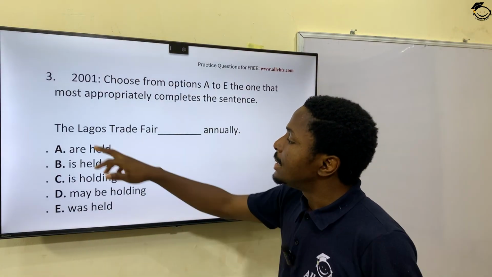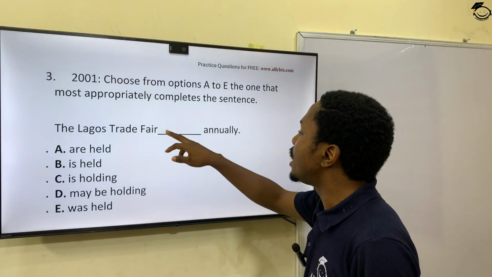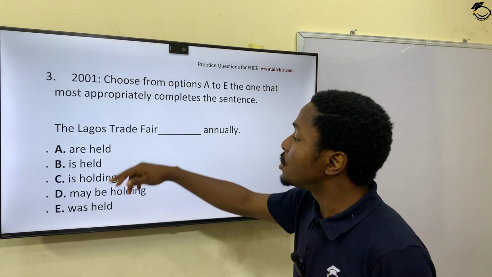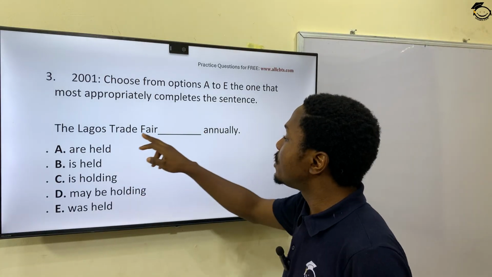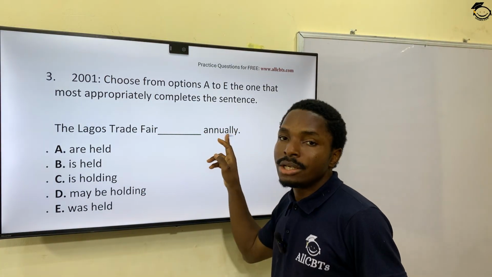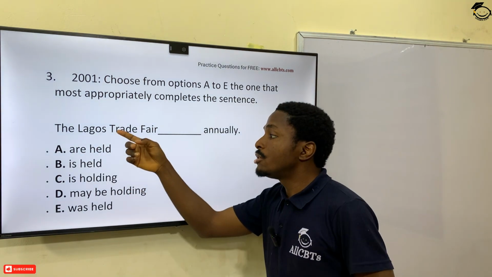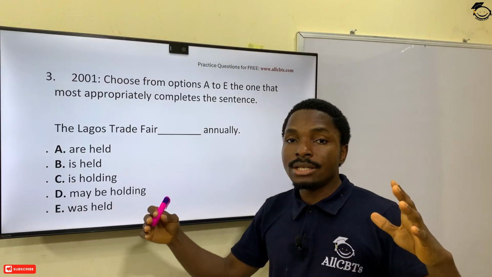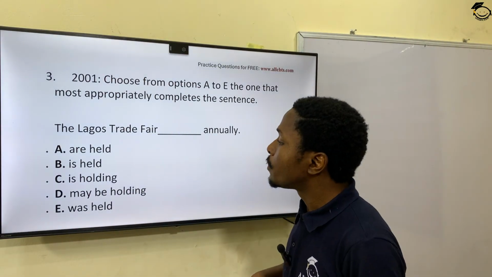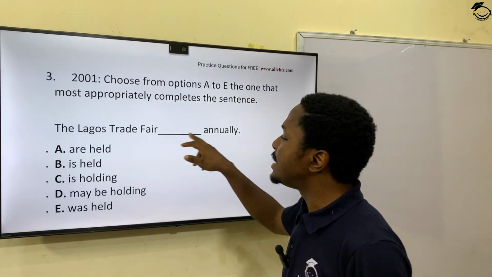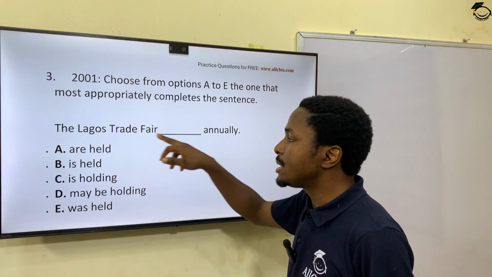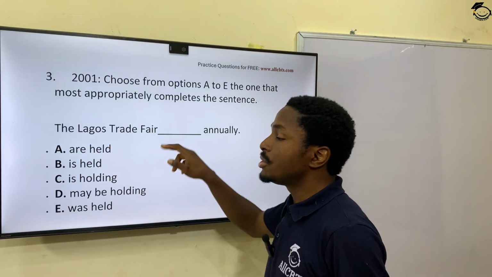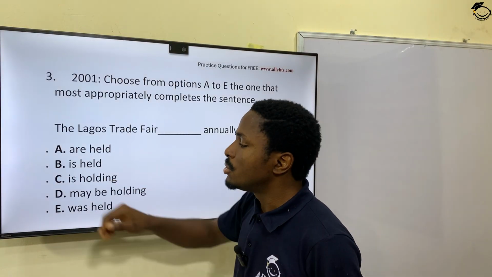And what's the sentence? The Lagos Trade Fair dash annually. So which of these options will fit in there? The Lagos Trade Fair are held annually. It couldn't be that, because the Lagos Trade Fair is in the singular. It's a singular meeting of businessmen and entrepreneurs. So we have the Lagos Trade Fair is held annually. All right, is held would work, and the Lagos Trade Fair is in the singular. So option B should be the correct option.